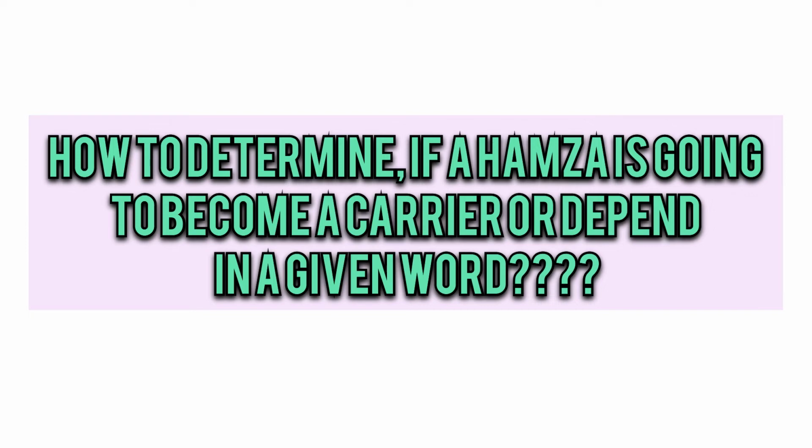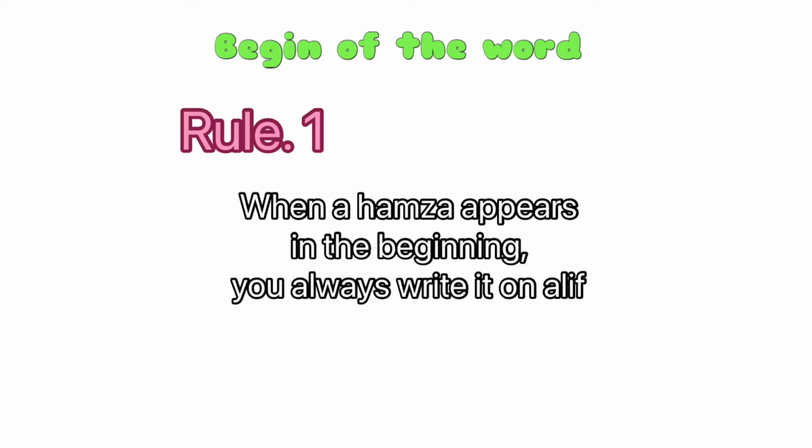For instance, there is only one rule when the hamza is in the beginning of a word. When a hamza appears in the beginning of a word, you would always write it on an alif, such as the word anta or anti. Since there is no vowel sign that changes it, the hamza would always be on top of an alif. But if it appears in the middle of a word, there are 8 rules you must know.